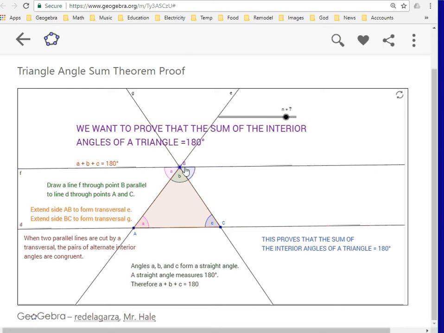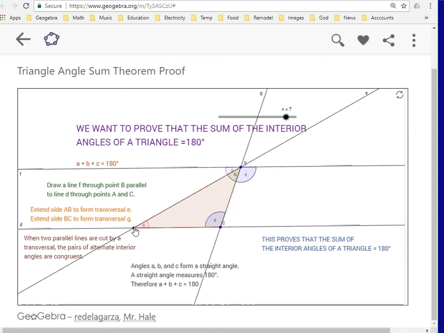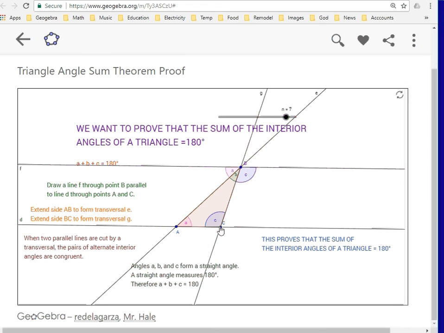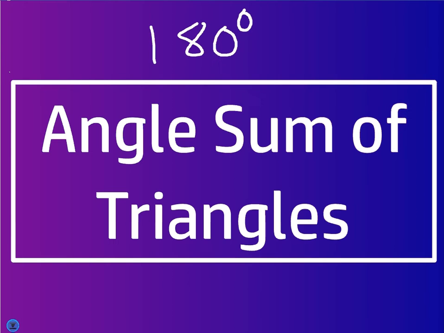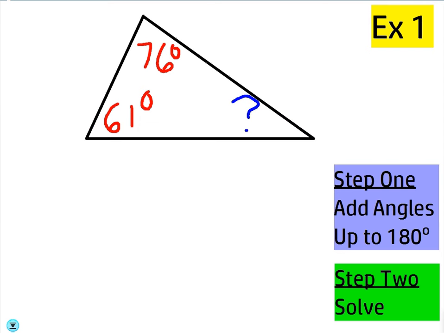In fact, we can take these points, drag them around, and it won't really matter what kind of triangle we form. Because of the alternate interior angle theorem, A plus B plus C will always be equal to 180. Pretty neat little proof, not very complicated. Let's get right into some examples.